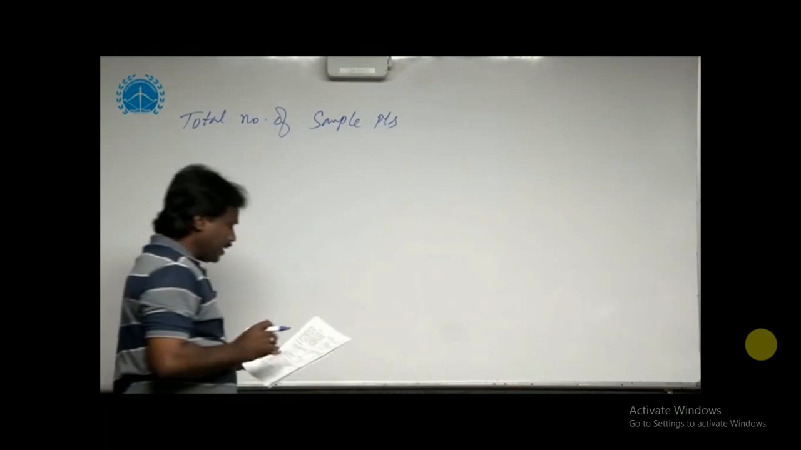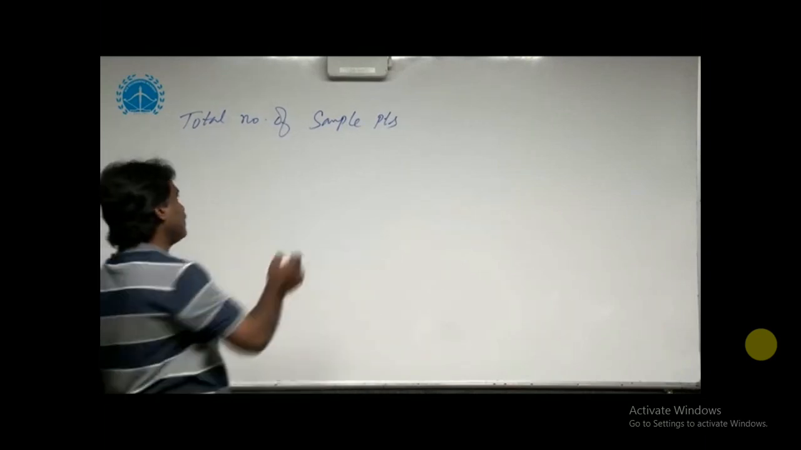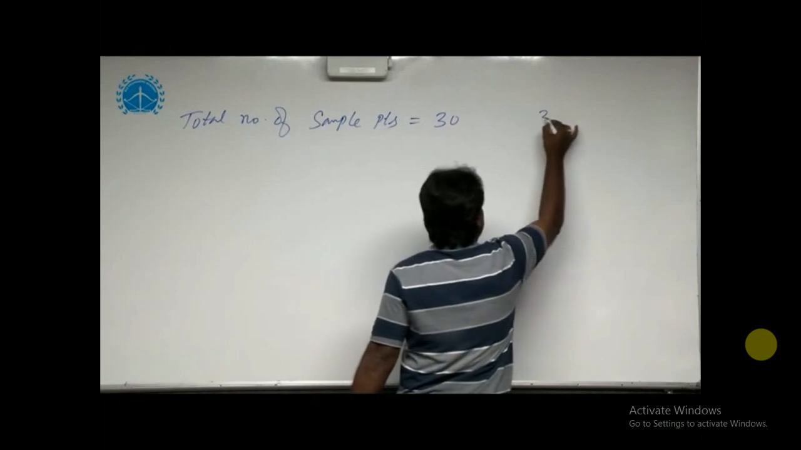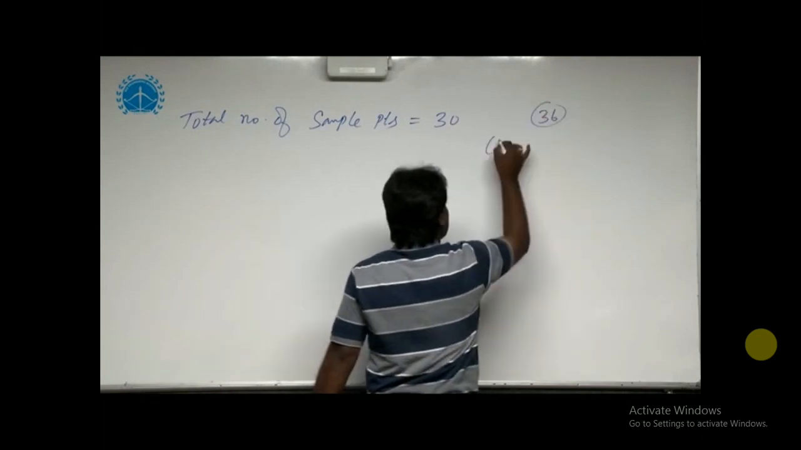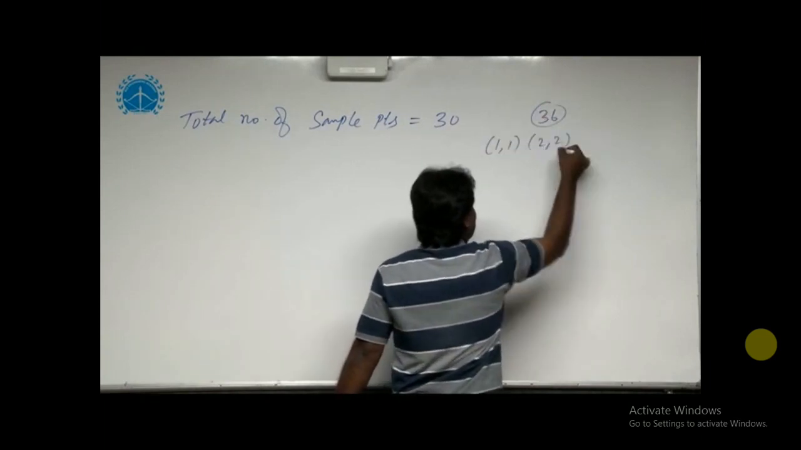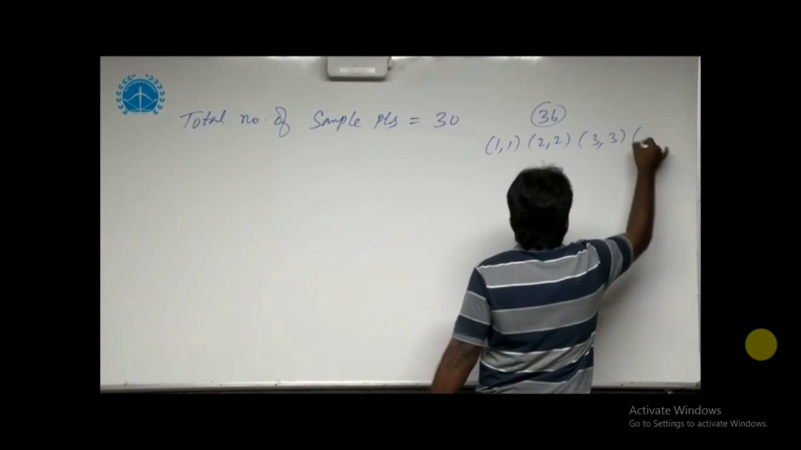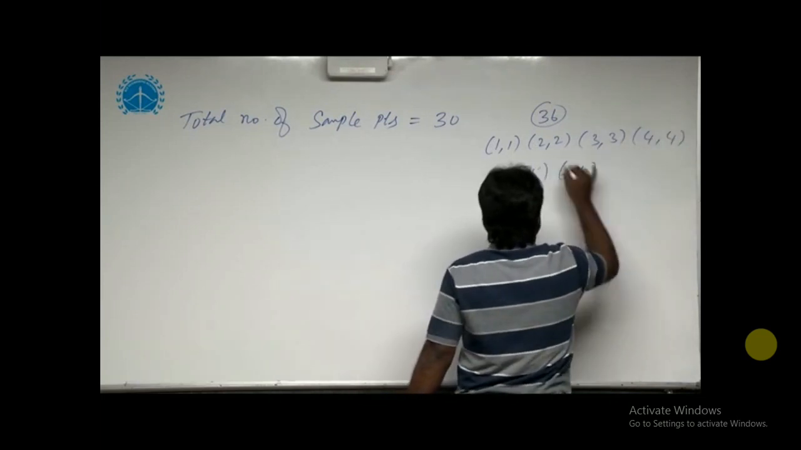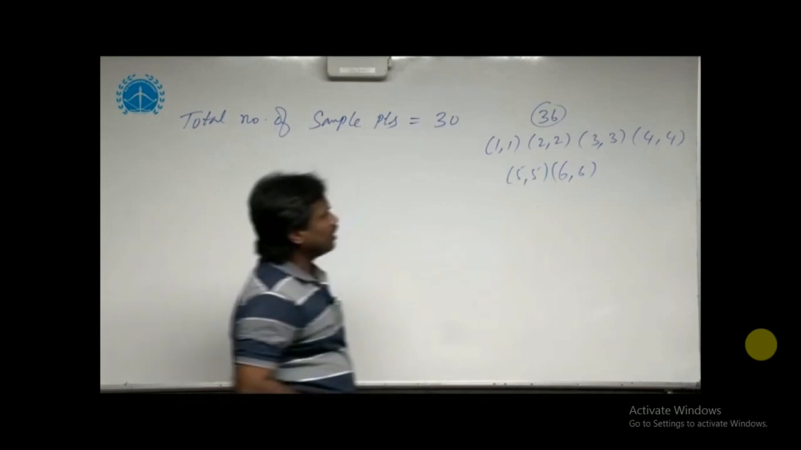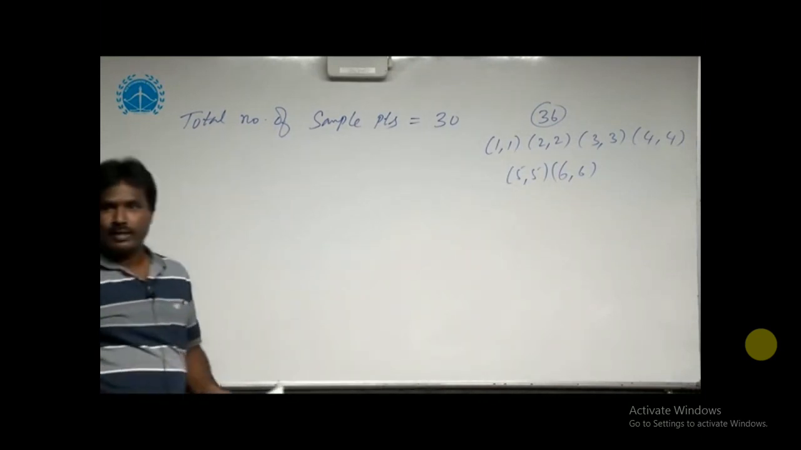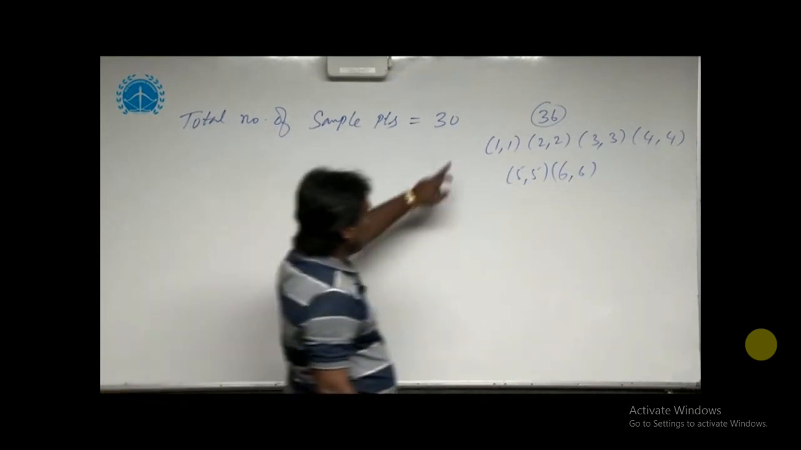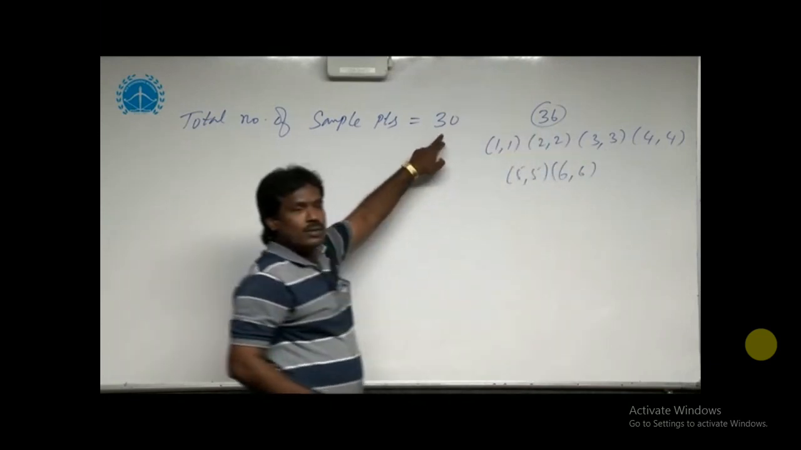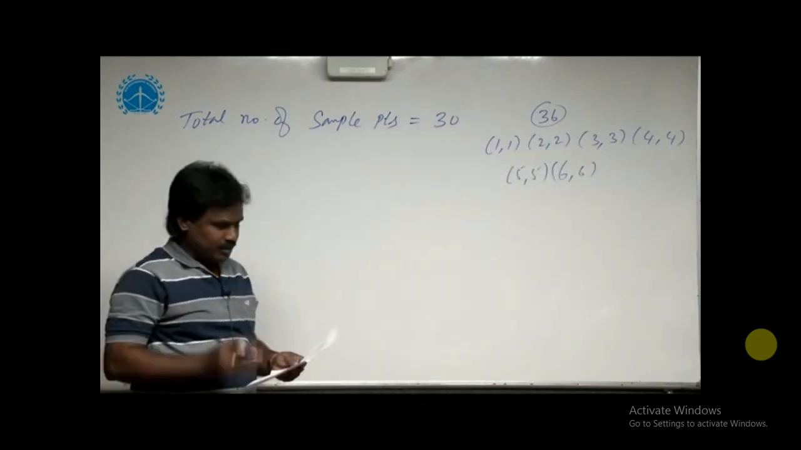But appearing different means it consists of only 30, because the total is 36, but out of 36 the cases where both appearing numbers are equal are 1, 1, 2, 2, 3, 3, 4, 4 and 5, 5, 6, 6. By excluding these 6 outputs, we get only 30 total sample points as per the given condition.